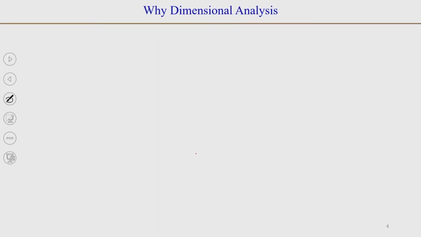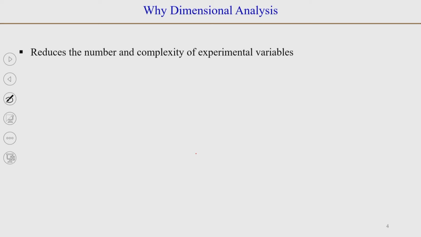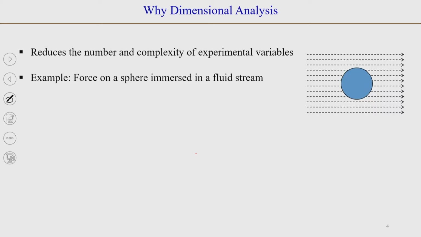Now, let us look at why we need to do dimensional analysis. Because it reduces the number and complexity of experimental variables. So, let us look at an example. We consider force on a sphere that is immersed in a fluid stream. So, you have a sphere and the fluid is flowing with a velocity, let us say v.